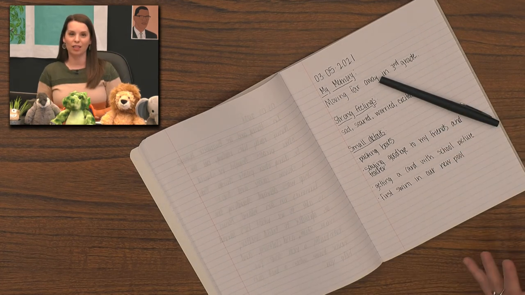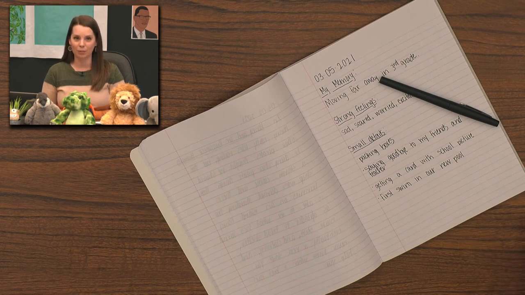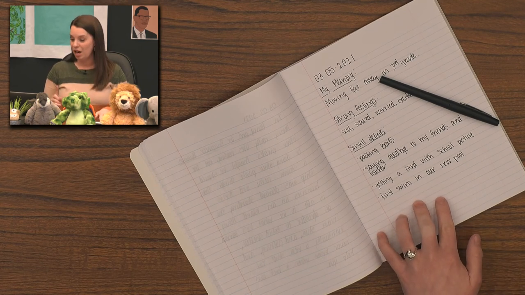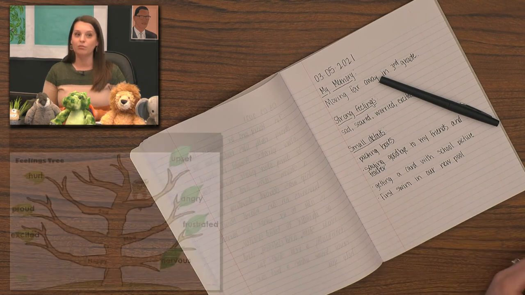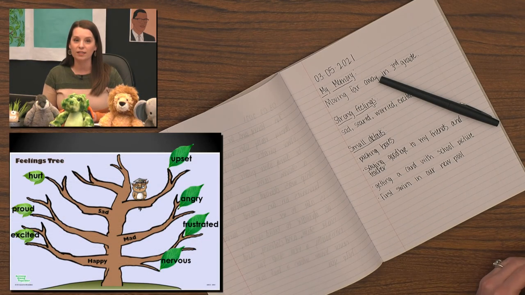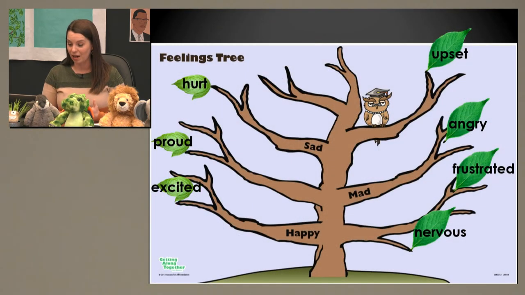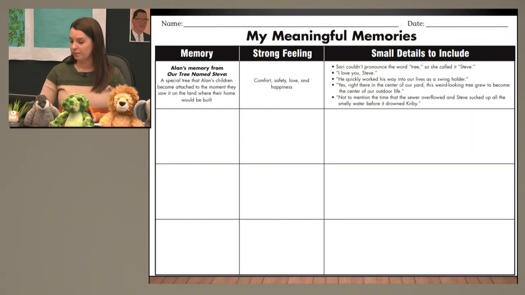Now, you are going to think about your own meaningful memory. You're going to think about what happened, what is the memory? You're going to think about the strong feelings that went with that. And you're going to think about the small details that you could include like I did. I'm going to remind you that we do have our feelings tree that you can think about what it is that you're feeling, remembering that you might feel more than one emotion at a time. You might feel proud and excited, but also maybe nervous, depending on what your memory is. Remember to include your memory, your strong feeling, and at least three details.